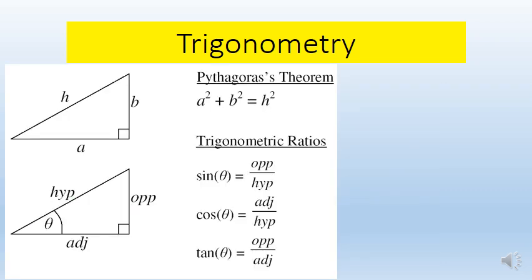And this is what you've learned. Firstly, in a right angle triangle, we know the theorem of Pythagoras will hold true. That is, a squared plus b squared is equal to the hypotenuse squared. That's pretty straightforward. That is well known.